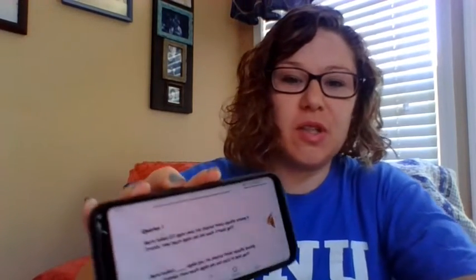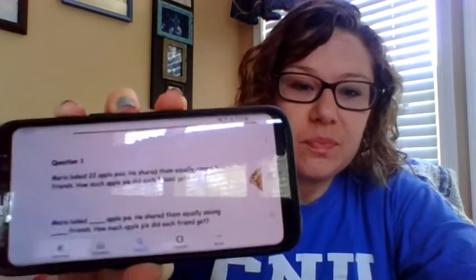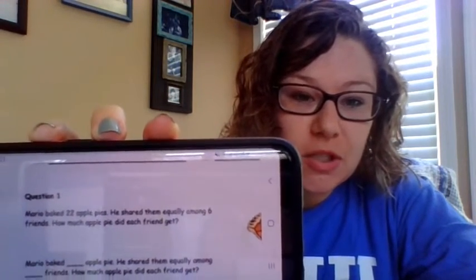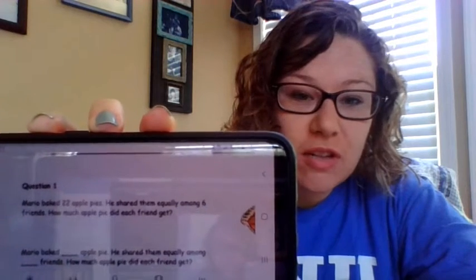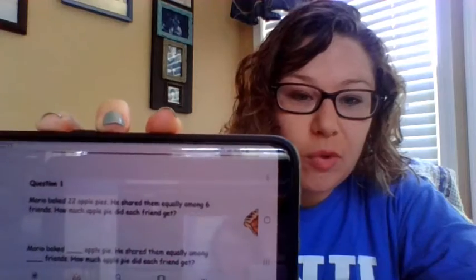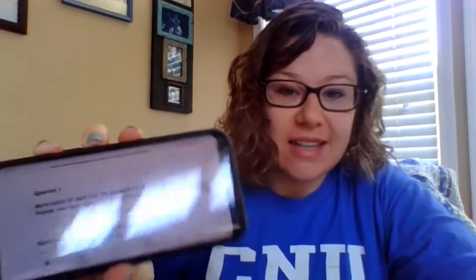Now I want to give you a chance to try out this 4-square organizer to solve a word problem on your own. So here's the problem. Mario baked 22 apple pies. He shared them equally among 6 friends. How much apple pie did each friend get?